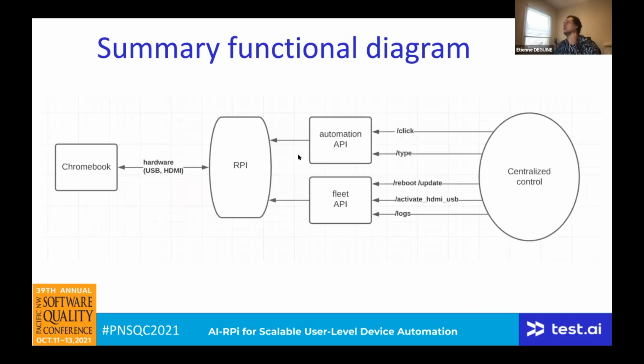So to summarize, this is the functional diagram of the whole system. We have a Chromebook. We have a hardware connection to a Raspberry Pi via USB and HDMI. And we have 2 sets of APIs. We have the automation, which is going to be for Chromebook, click and type, click with the mouse or type with the keyboard. If it's a video game, it's going to be press button and move joysticks, things like that. And then you have the fleet management API. Like I said, you can reboot, update, activate or deactivate, grab the logs. And then you have the centralized server to control the whole fleet.